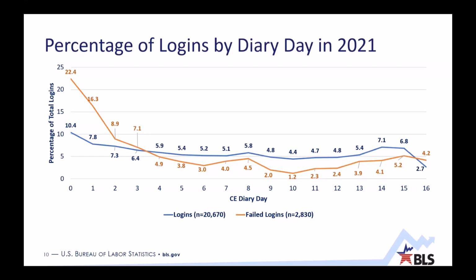We see in the orange, login failure followed a similar trend as far as peaking on day 0 and then falling over the course of the diary keeping period. But we don't really see as much of a rise again in the second week. We presume this would be due to people saving their passwords in browsers and just generally getting more comfortable with logging in.